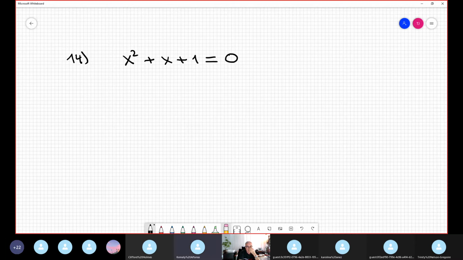It's in order. The polynomial on the left hand side is organized in descending order of the degree: 2, 1, 0. Suppose one student writes it like this: x plus x squared plus 1 equal to 0. It's quadratic, yes. But is it standard? No, it's not standard, because the polynomial on the left hand side is not organized in descending order of the degree. Okay?